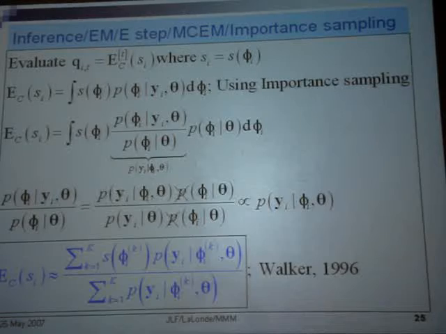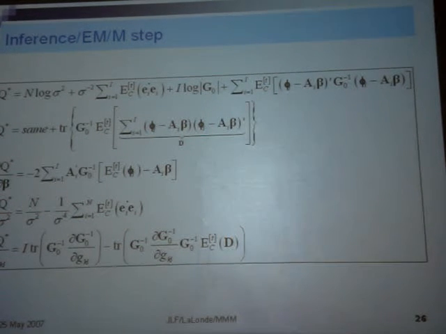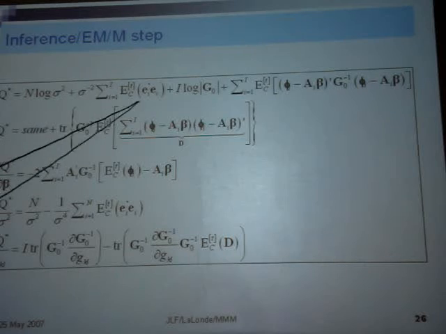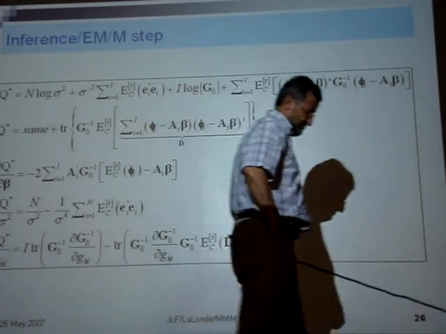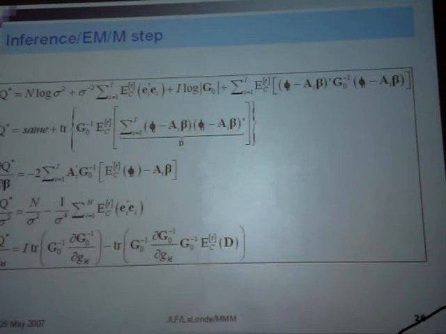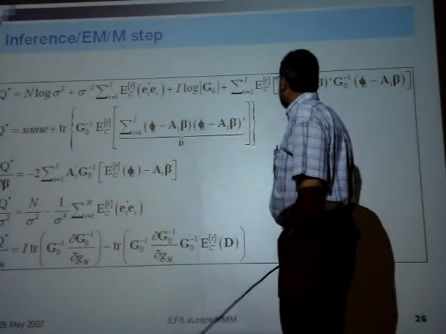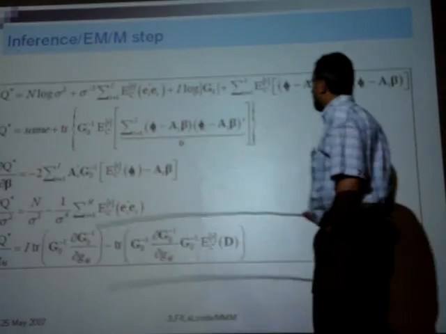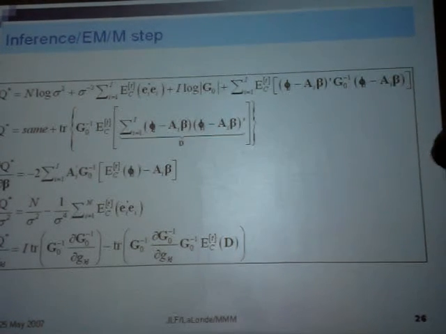Now, we are only at the E step. Remember, we are at the E step. So we have to move to the M step. So that means that now we know that all of this is now a numerical value, because we have evaluated it numerically. So now we have to differentiate with respect to the parameters. We have to differentiate with respect to beta. We have to differentiate with respect to sigma square. And we have to differentiate with respect to the elements of G0 to maximize the function.